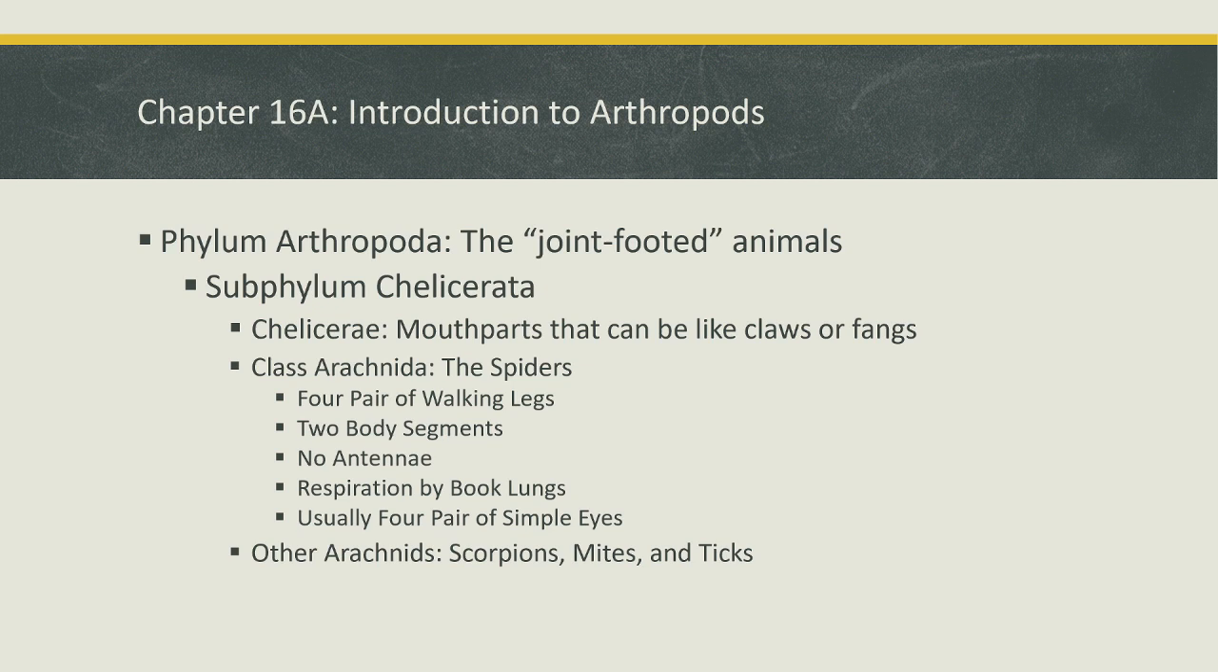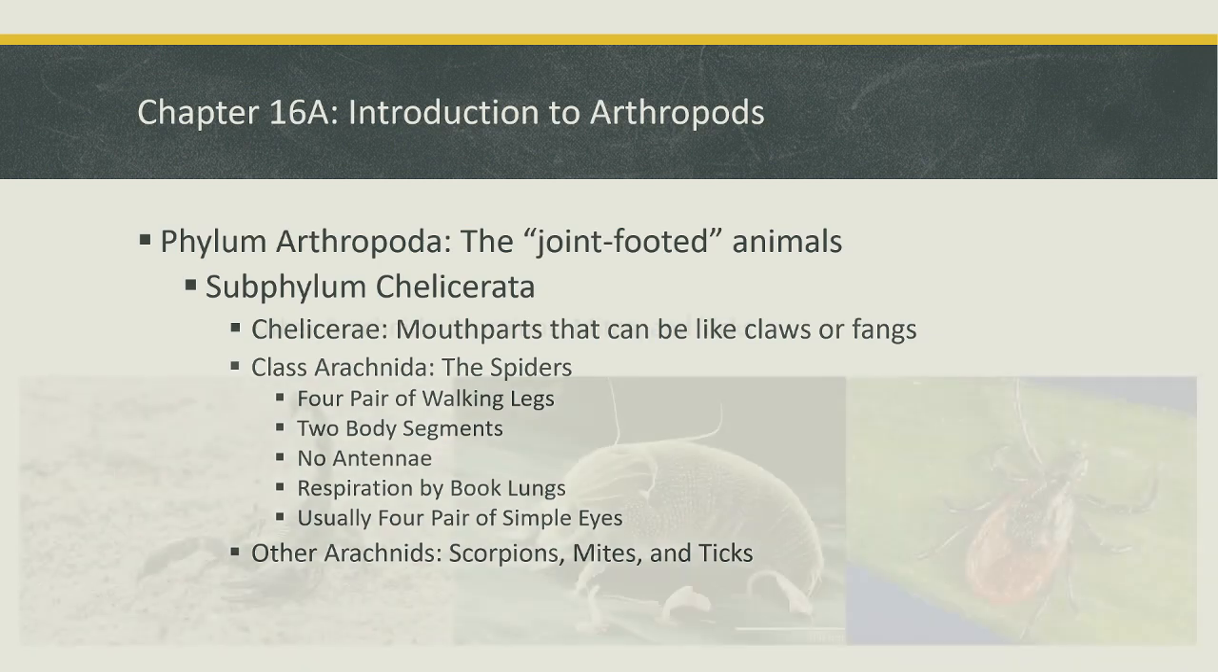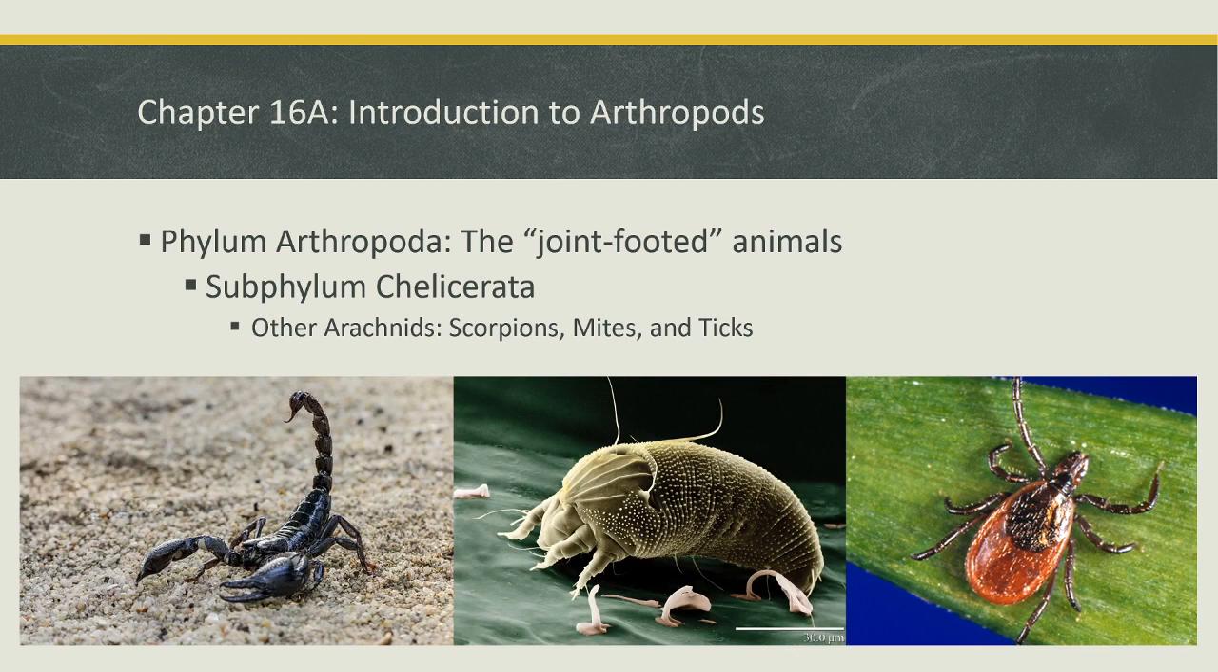There are other arachnids, though, such as scorpions, mites, and ticks. And I grabbed some pictures here for you. So scorpion, you're probably pretty familiar with those already. Most scorpions are not super dangerous. It's kind of surprising. It's just this way with animals sometimes. It's the small scorpions that are actually the most dangerous as far as their sting is concerned.